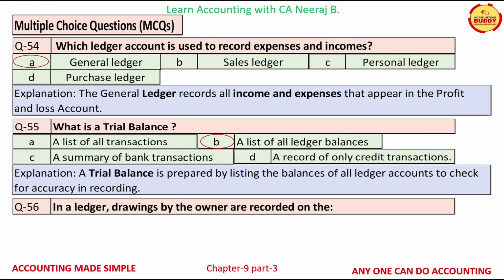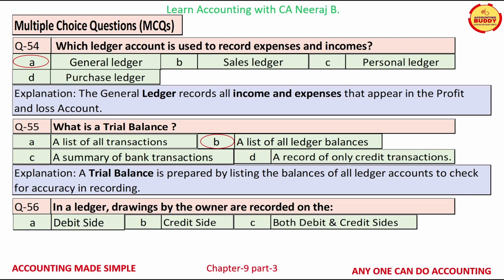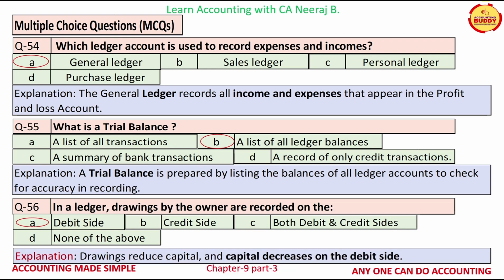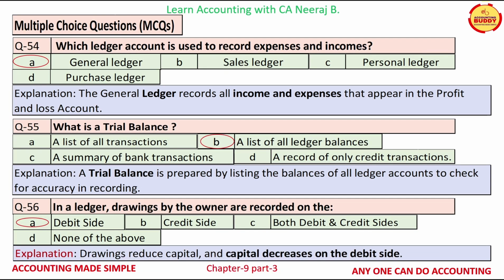Question number 56. In a ledger, drawings by the owner are recorded on the, and the available options are option A, debit side, option B, credit side, option C, both debit and credit sides, and option D, none of the above. And the correct answer is option A, debit side. Drawings reduce capital, and the capital decreases on the debit side. That is why option A is the correct answer.